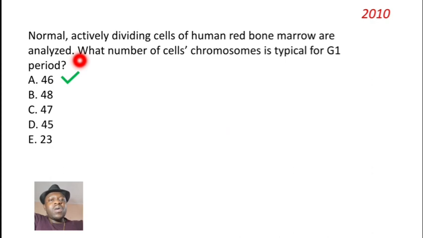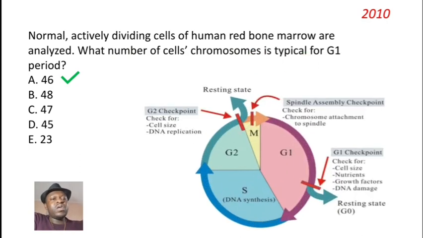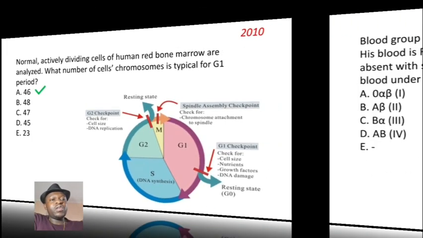Normal actively dividing cells of human red bone marrow are analyzed. What number of chromosomes is typical for a cell in G1? So here is the cell cycle again, and G1 is before doubling. So it's 46 chromosomes. That's the answer. It's before the S phase. In the S phase, that's where doubling takes place, like doubling of DNA.